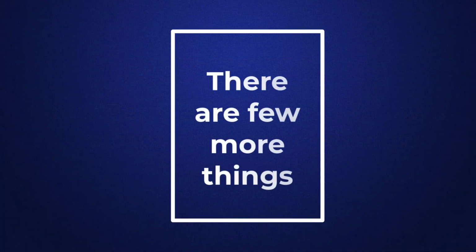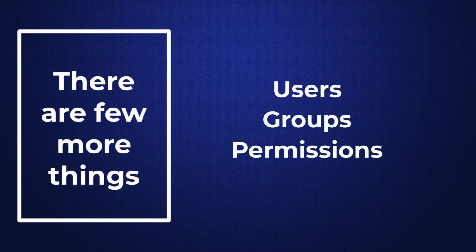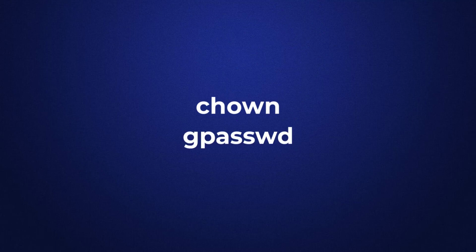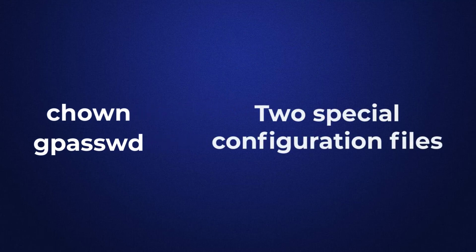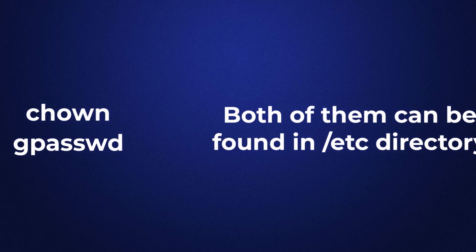There are a few more things you need to know as far as users and groups and permissions are concerned, and one of which is the chown command, the gpasswd command, and two special configuration files for managing users and passwords, both of which can be found in the /etc directory. The first one is the passwd file and the other one is the shadow file, both in /etc.